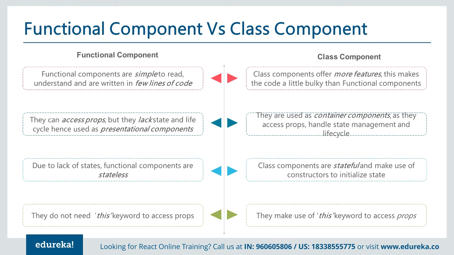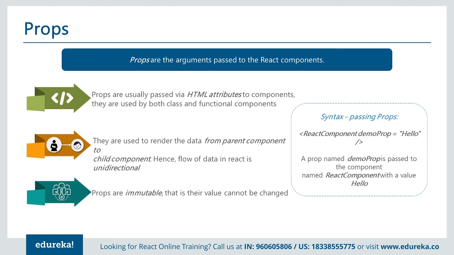How exactly do props work? What is a prop? Props are the arguments passed to a React component. Props are usually passed via HTML attributes to the component. They are used by both class and functional components. They are used to render data from parent to child component. Hence, the flow of data in React is unidirectional, from parent to child. Props are immutable, that is, we cannot change them.